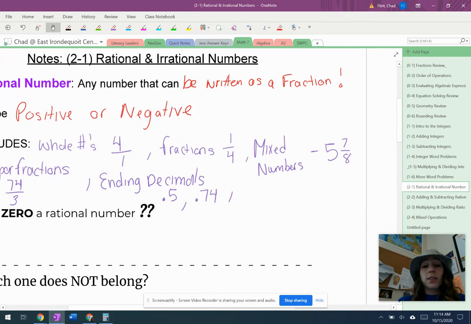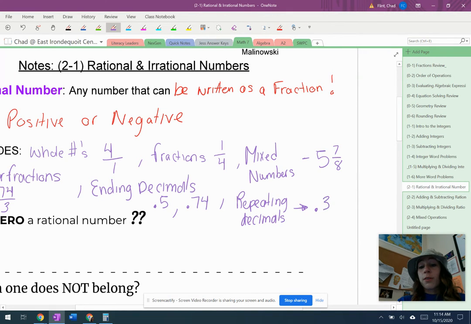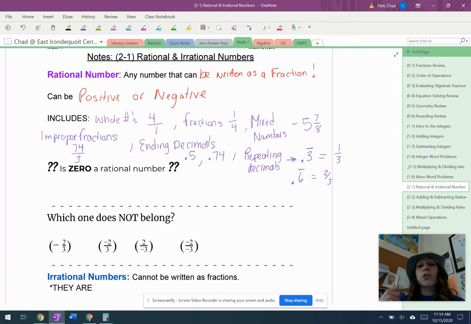The last and final little example we're going to throw in here are what are known as repeating decimals. Repeating decimals can be written as fractions. That's what makes them unique. For example, 0.3 repeating is really the fraction 1/3. 0.6 repeating is really the fraction 2/3. So rational numbers include all of those things: whole numbers, fractions, mixed numbers, improper fractions, decimals that end, and repeating decimals. All of those are considered rational numbers.